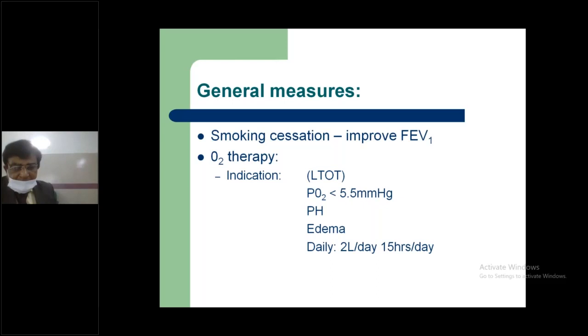Sometimes it is asked why high flow oxygen is not given in case of COPD. Because high flow oxygen can cause respiratory arrest. That is why it is not given.